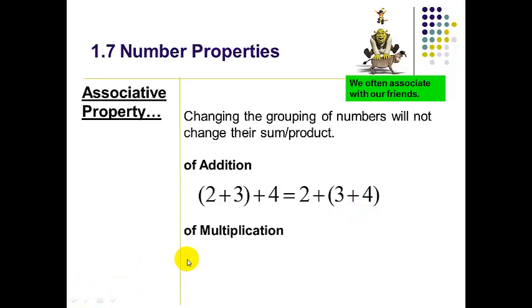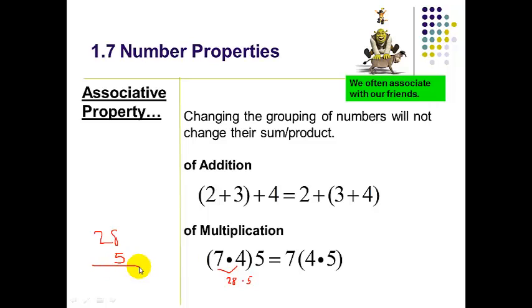Next up for multiplication, same thing. Here we're going to do 7 times 4 first because it's in parentheses, which is 28. Then 28 times 5. Let's see, 28 times 5. We've got 40. 5 times 2 is 10, plus 4 is 14. So that's 140.